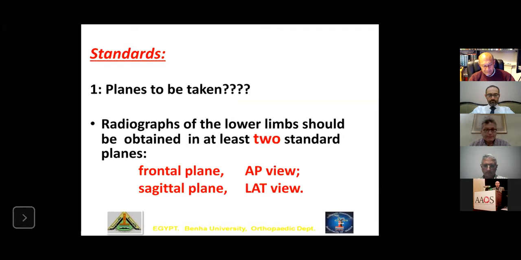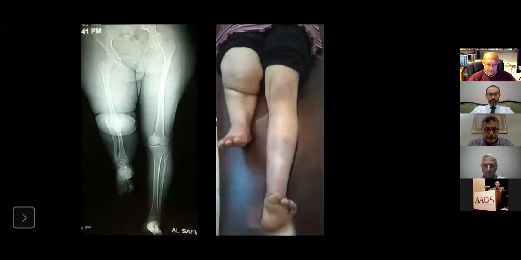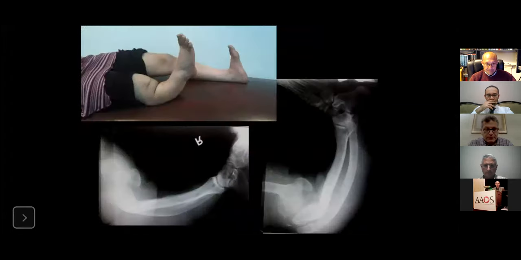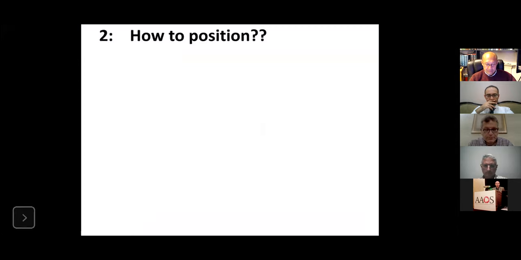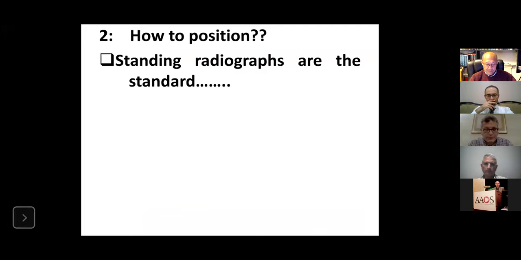Radiographs of the lower limb should be obtained at least in two planes, frontal or AP and sagittal or lateral view. Why at least two planes? Simple example, this patient with femoral and tibial deficiency. When we look at her from the AP view, if we haven't the lateral view, we will miss a lot of problems.